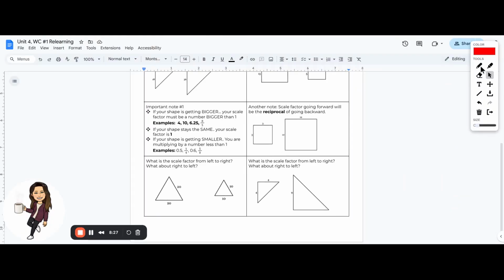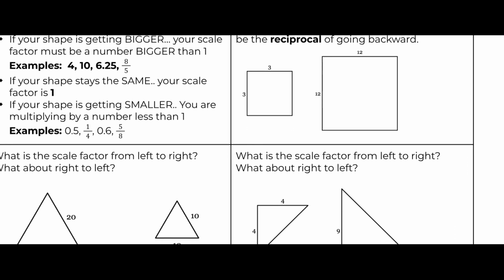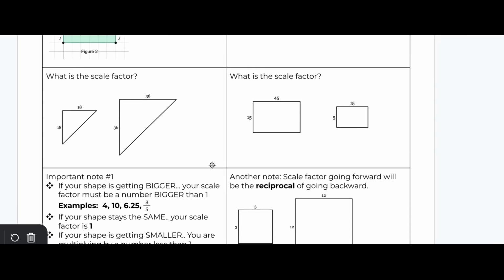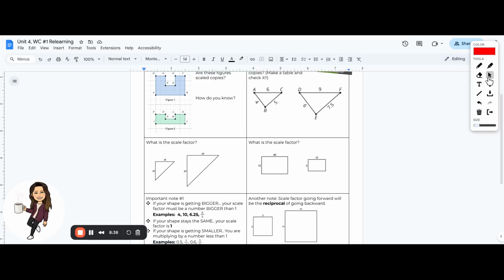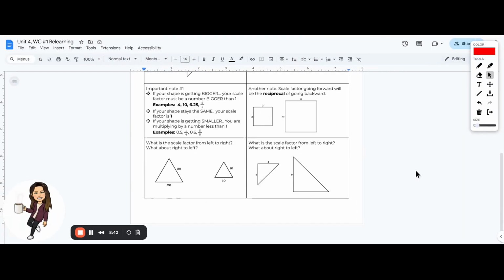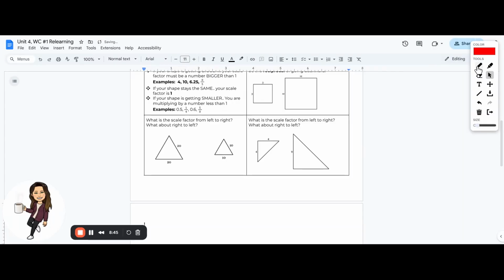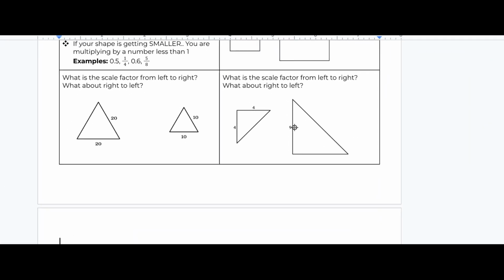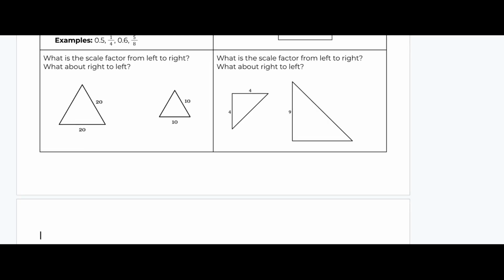And this is really just using that reciprocal relationship here. So the first one here, it wants the scale factor from left to right and then right to left. So we're just practicing what I just talked about. Okay, so from 20 to 10, that's getting smaller. So if you're not comfortable going from big to small, you can go the other way. So from 10 to 20, you may recognize that's times 2. So then the relationship from 20 to 10 would be 1/2.